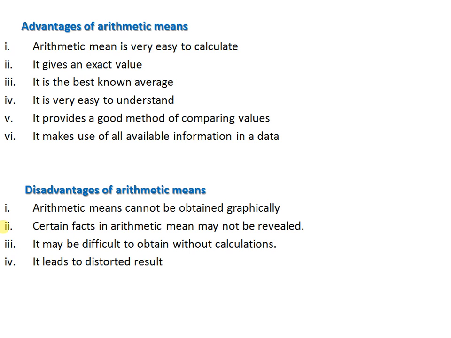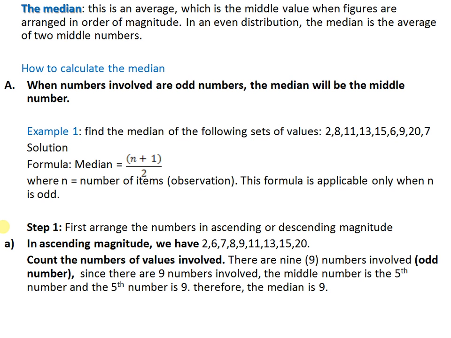The number 2 measure here is the median. It is also an average, which is the middle value when figures are arranged in order of magnitude. Before you get a median, you must arrange the figures in their order of magnitude. In an even distribution, the median is the average of the 2 middle numbers.